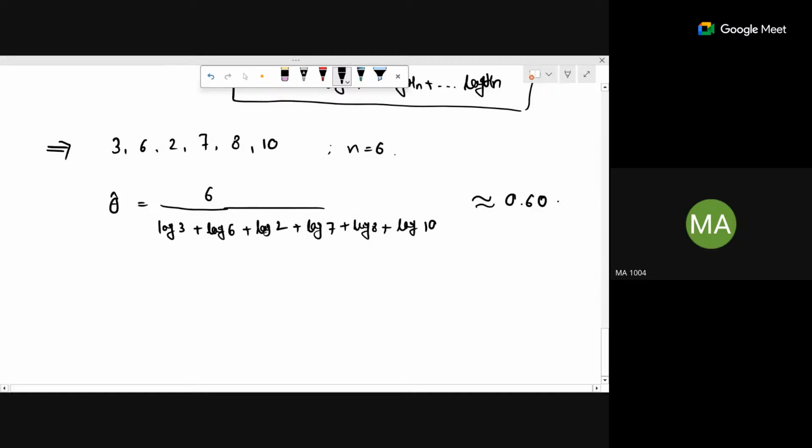Okay. That's it. How do you find the log of a specific value? You will be provided with a calculator. Okay, so you can put the values there. Any doubt in this particular question? No, ma'am. Anyone else?